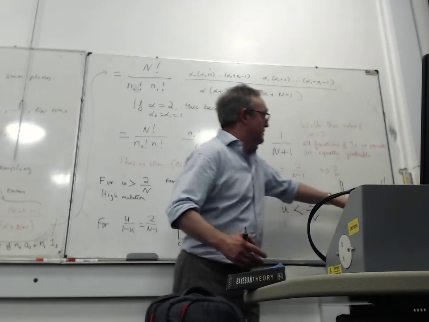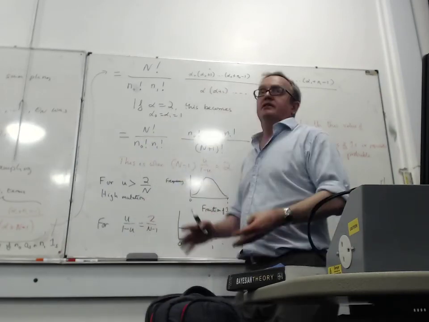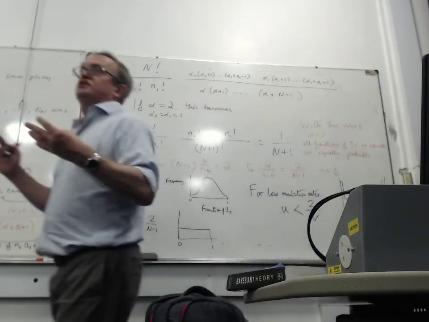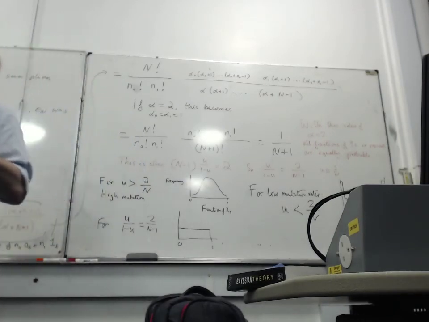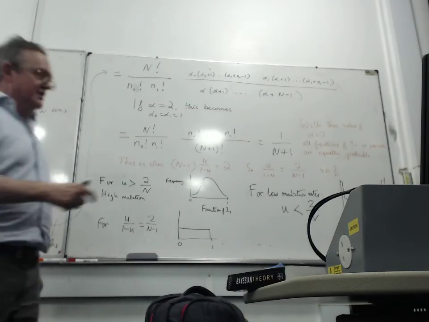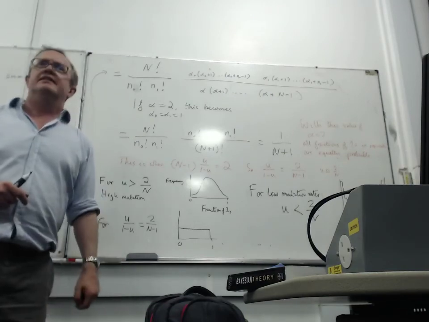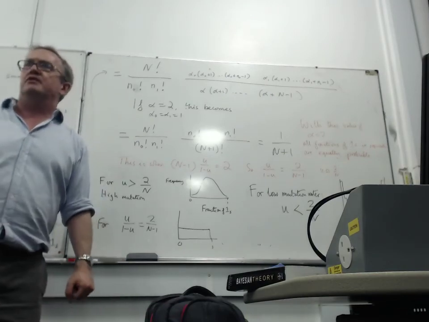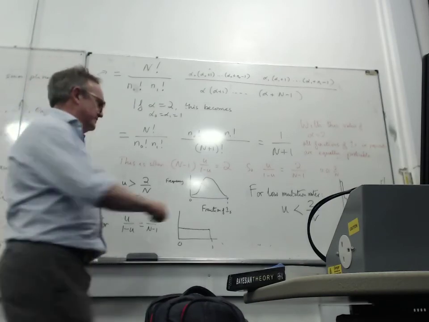And so what we've got is a relationship. We've related mutation rate and population size to, if you like, a prior distribution with a fraction of zeros. Can I write that down? Let's do that. This will give you the point of where we've got to right now.